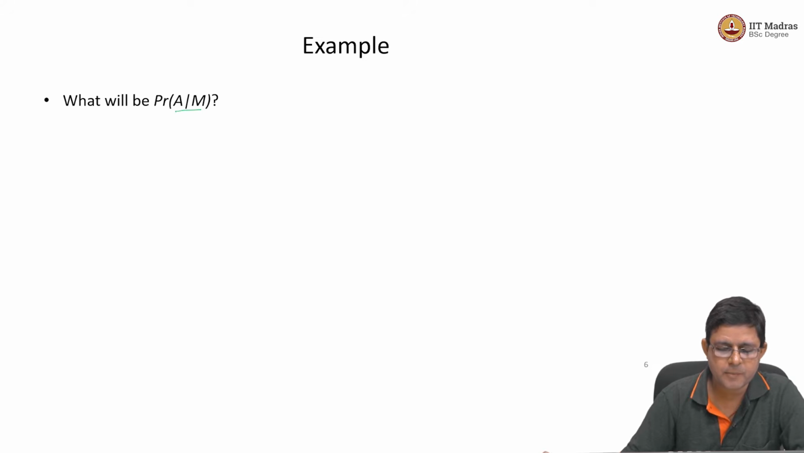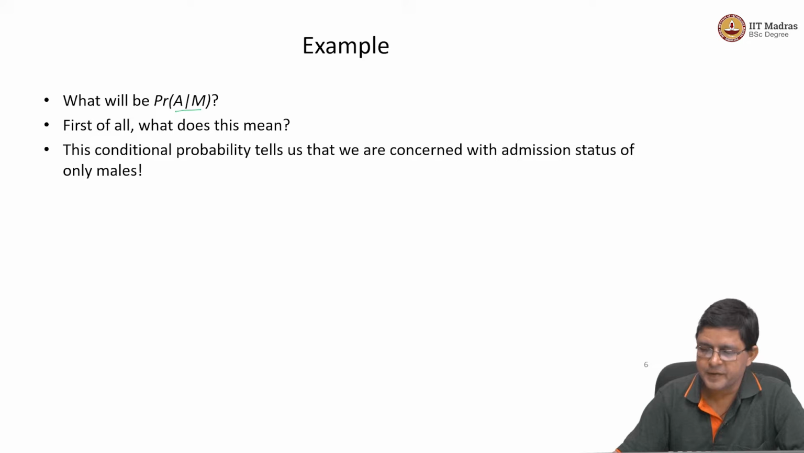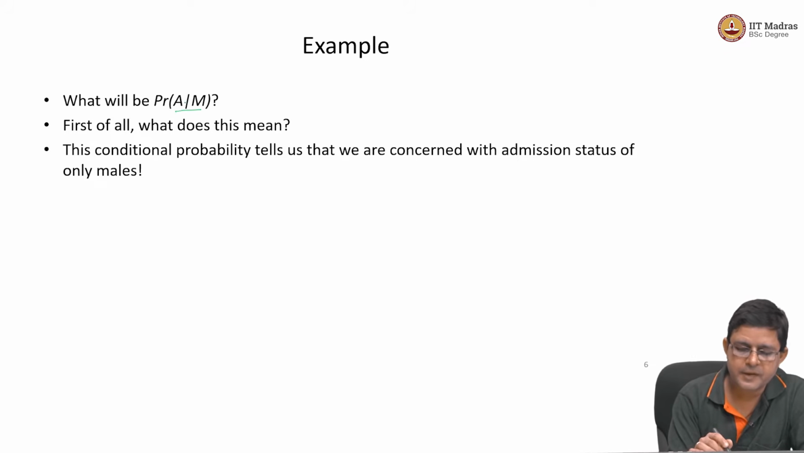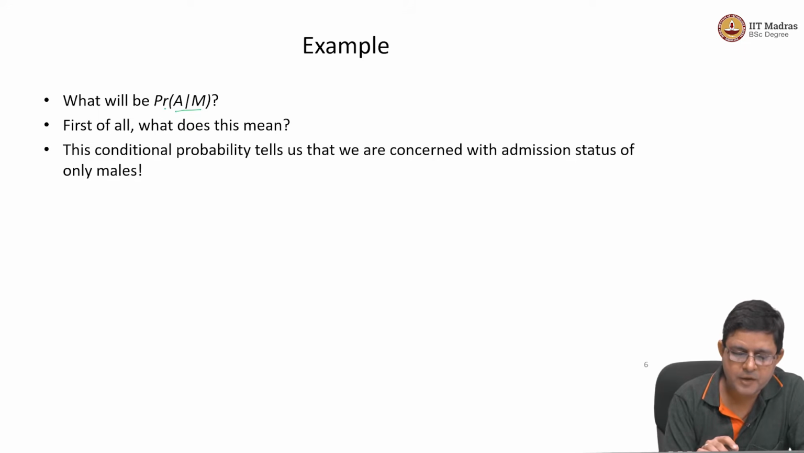So, what is this probability? There is a vertical line here. How do you read this notation? You read it as the probability of event A happening given the fact that event M has already taken place. Let me repeat that. This is the probability of event A happening given the fact that event M has already taken place.